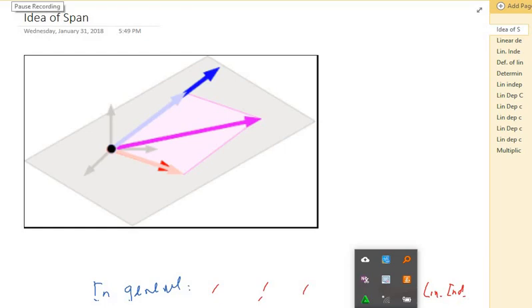Okay, the focus of this video is going to be on linear dependence relations. But before we get there, I want to revisit the idea of span because people have problems with this. All right, I found this picture on the internet.